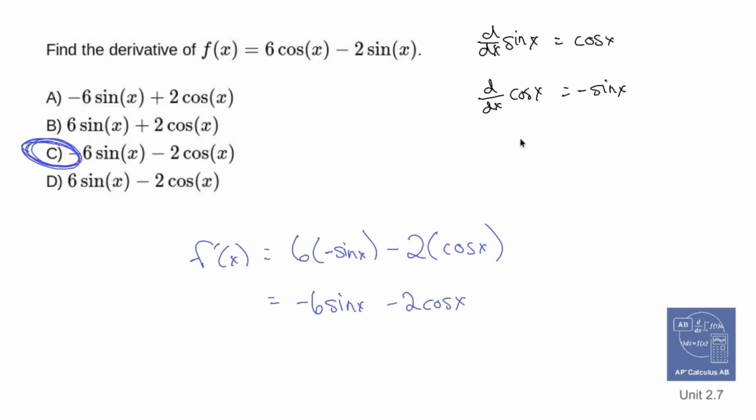So yeah, you just have to have these memorized. Remember that the one is positive, the one is negative, and when I have coefficients in front of them, it doesn't really change anything. You just kind of carry them along and take the derivative like you normally would, and C is going to be our guy for that one. Pretty simple.